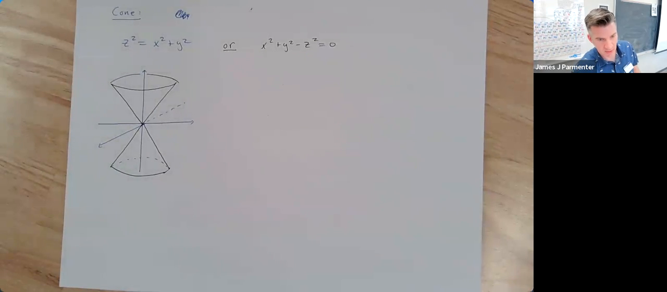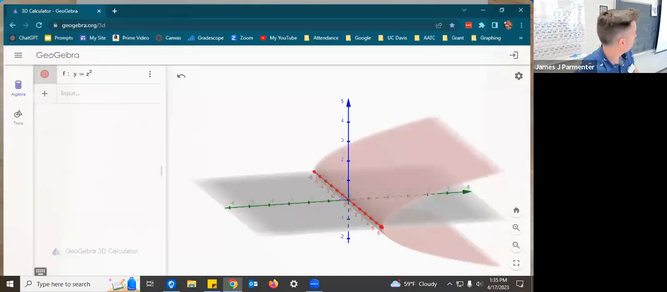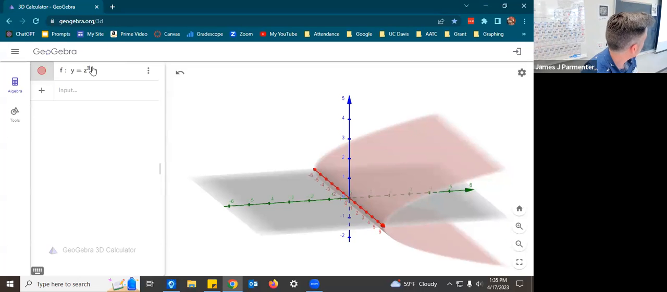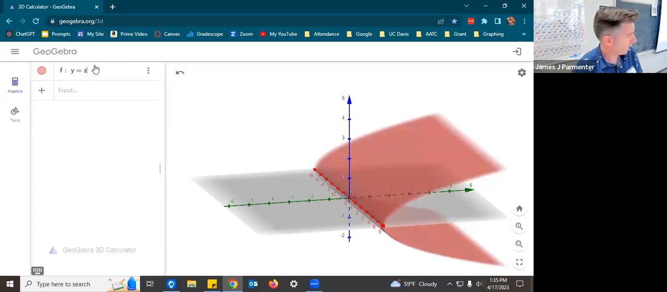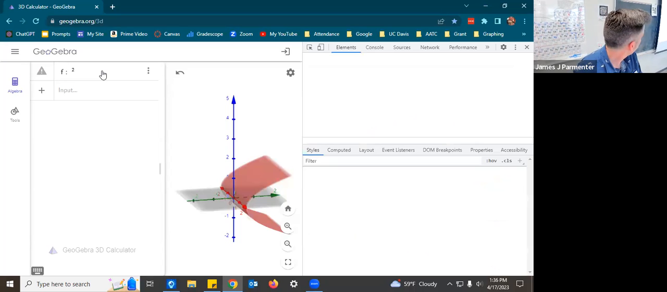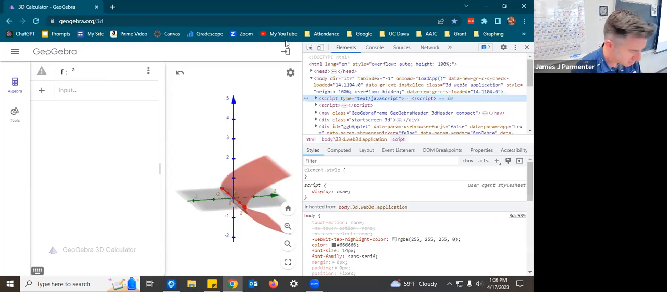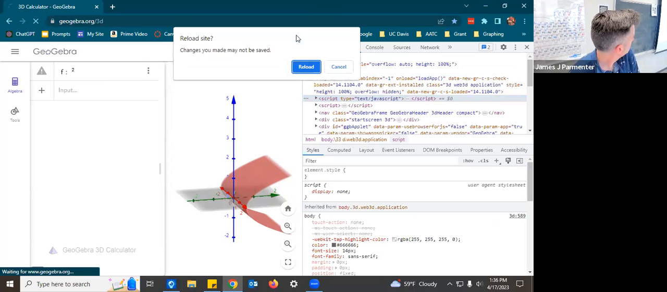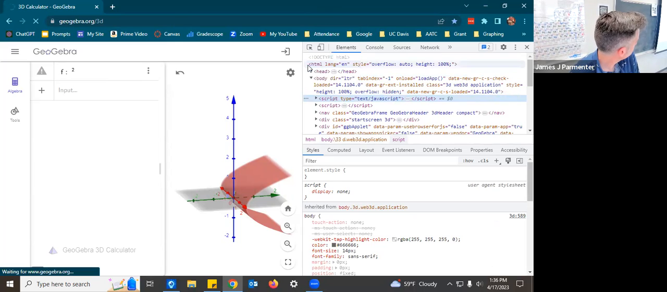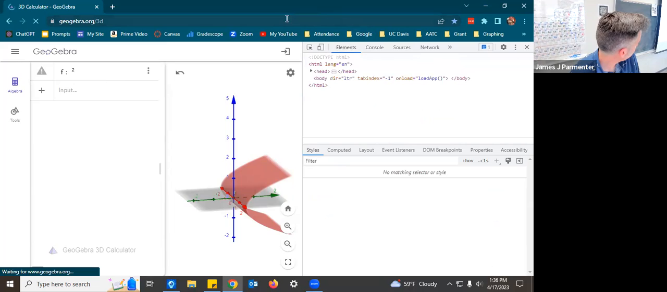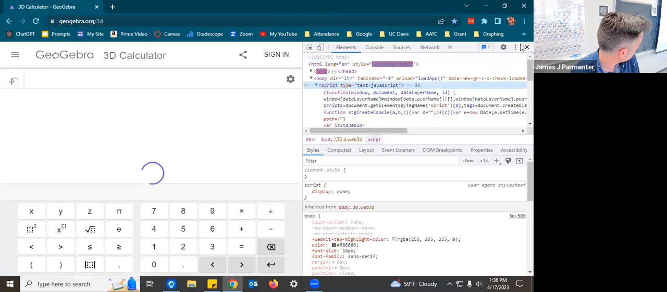Let me go back to GeoGebra for just a second. If you're trying to get an idea of how things look, GeoGebra is pretty useful. It certainly helped me visualize things that I might not be able to visualize so easily. Sometimes it's not always super cooperative.